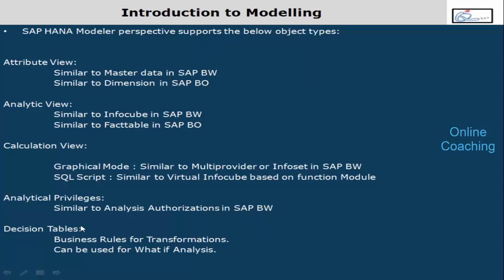Then we'll have something called decision tables, which will be mainly for updating. When you want to modify some record in a table, you use an update statement. Instead of writing an update statement, I can use a decision table for non-technical users. We can also use it for what-if analysis. Let's say if the discount is so much, this is what it is. If I increase the discount by 1%, then what will be my revenue? If I want to simulate like that, I can use decision tables.